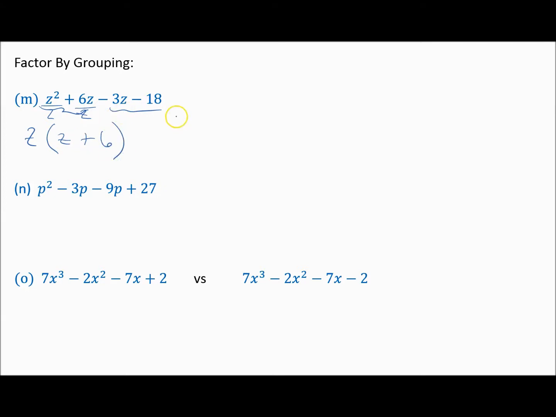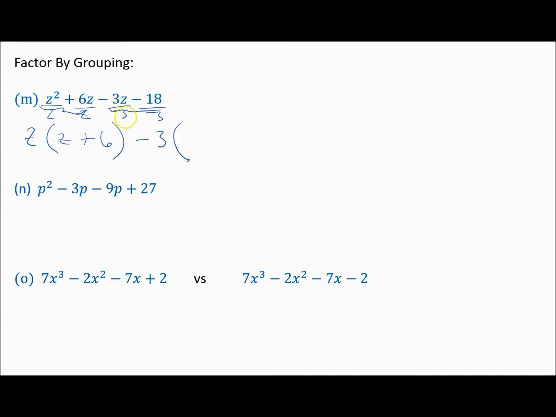Now, here's the deal. Over here, they have a 3 in common, but I think if you just factor out a 3, it's going to leave you with negative z minus 6, which doesn't match what we have here. So I'm going to pull out a negative 3. Remember, now when you divide by a negative, your operations change.